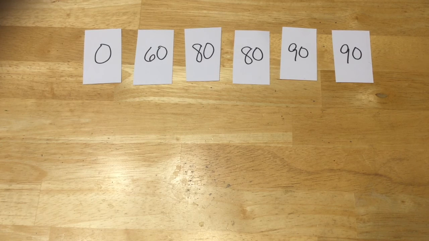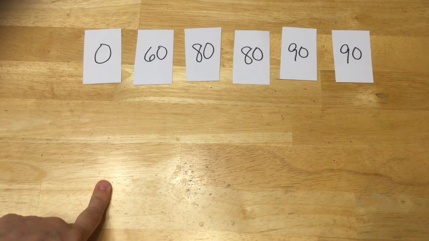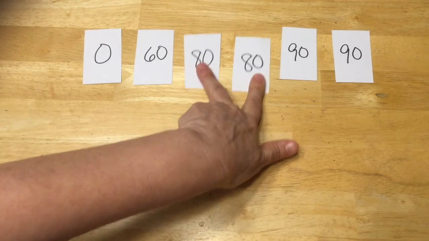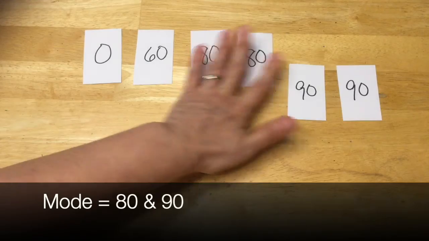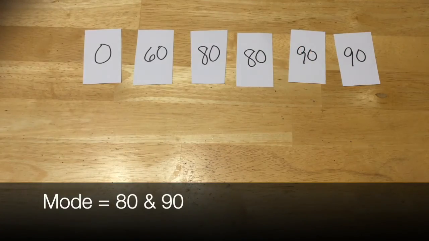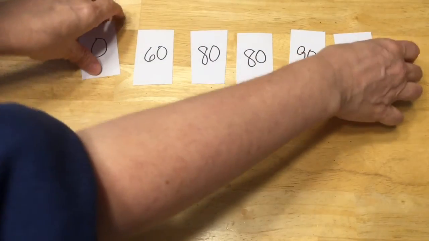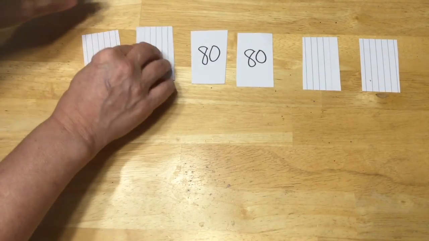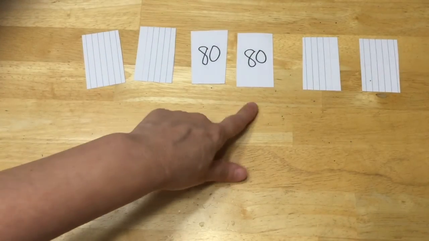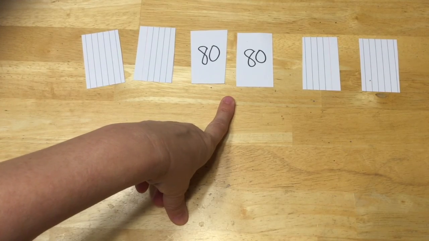That dropped the average significantly. Be careful about zeros. They still add up. Well, what is my mode? Well, my mode is still 80 and 90. What is my median? My median is my middle number. And since both of them are 80, your median is 80.